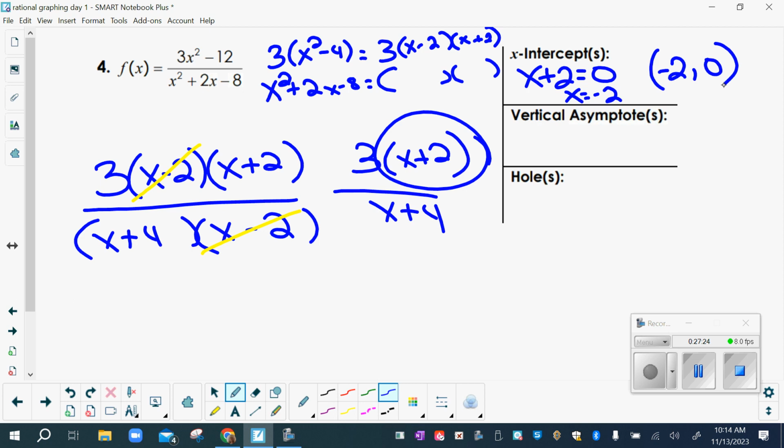Nice and easy. Some of you are going to get really fast at this. How about the vertical asymptote? Do we use the numerator or the denominator? Denominator. Keeping you awake there. So I'm going to say x plus 4 equals 0, or x equals negative 4. It's a line, so that's perfectly cool, just like that.